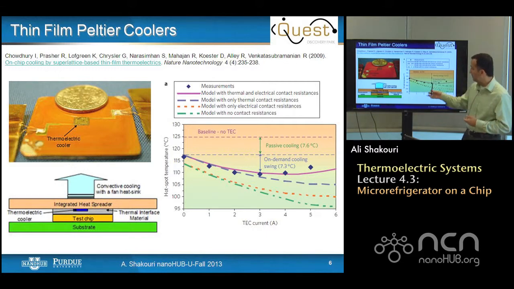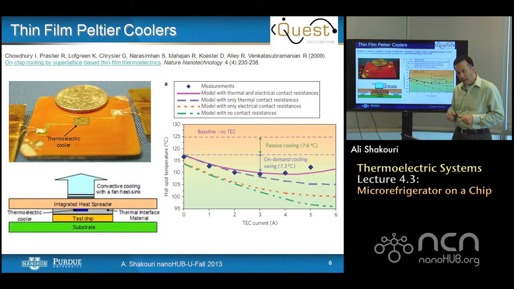Again, the material here has a claimed ZT of 2.2, but to get this type of cooling performance, if you put a ZT of 2.2 in the equations for thermoelectrics, the cooling should be much more than this. The main reason the authors mentioned that the cooling was limited is because of extra contact resistances, electrical and thermal. If we can avoid these contact resistances, thin film coolers could have an impact even with moderate ZT.